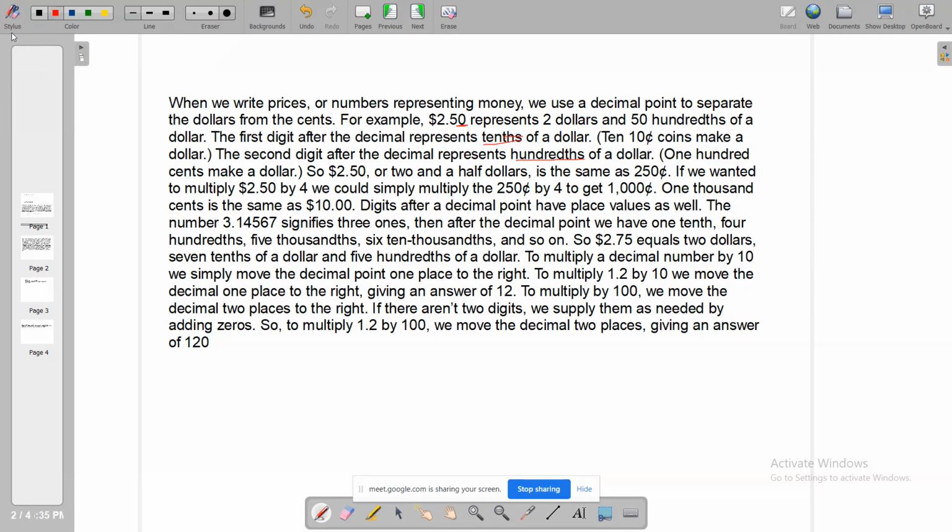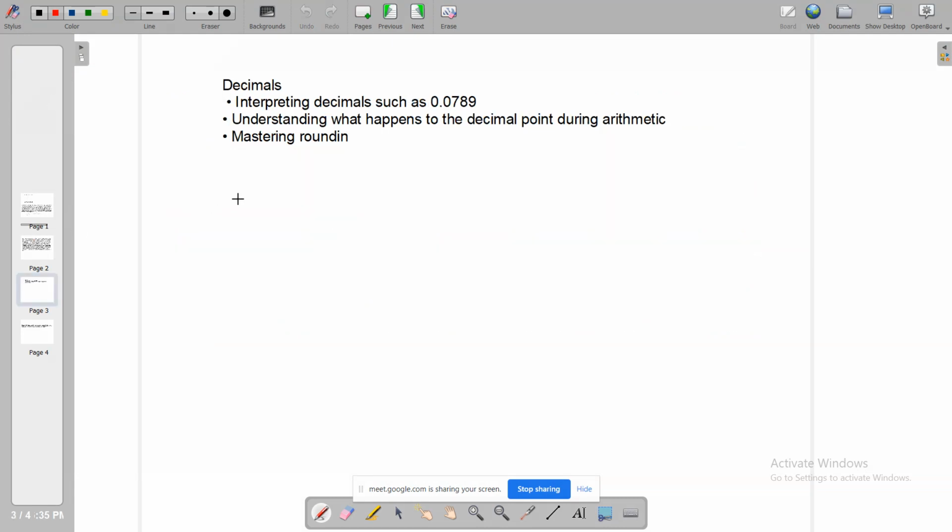Okay, so I want us to go further. So now I really have this decimal here that I want us to really understand. So interpreting decimals. If I have this decimal, how do we understand it, and understand what happens to the decimal point during arithmetic? And then mastering the rounding of numbers.